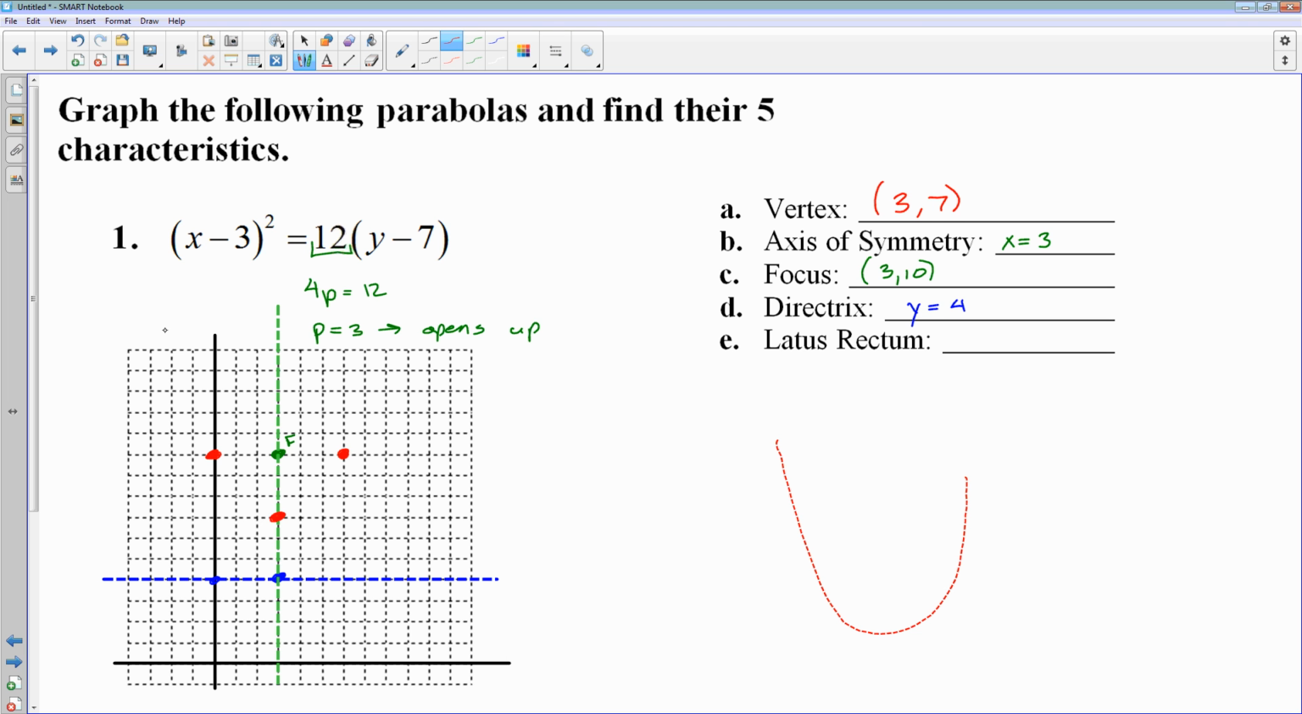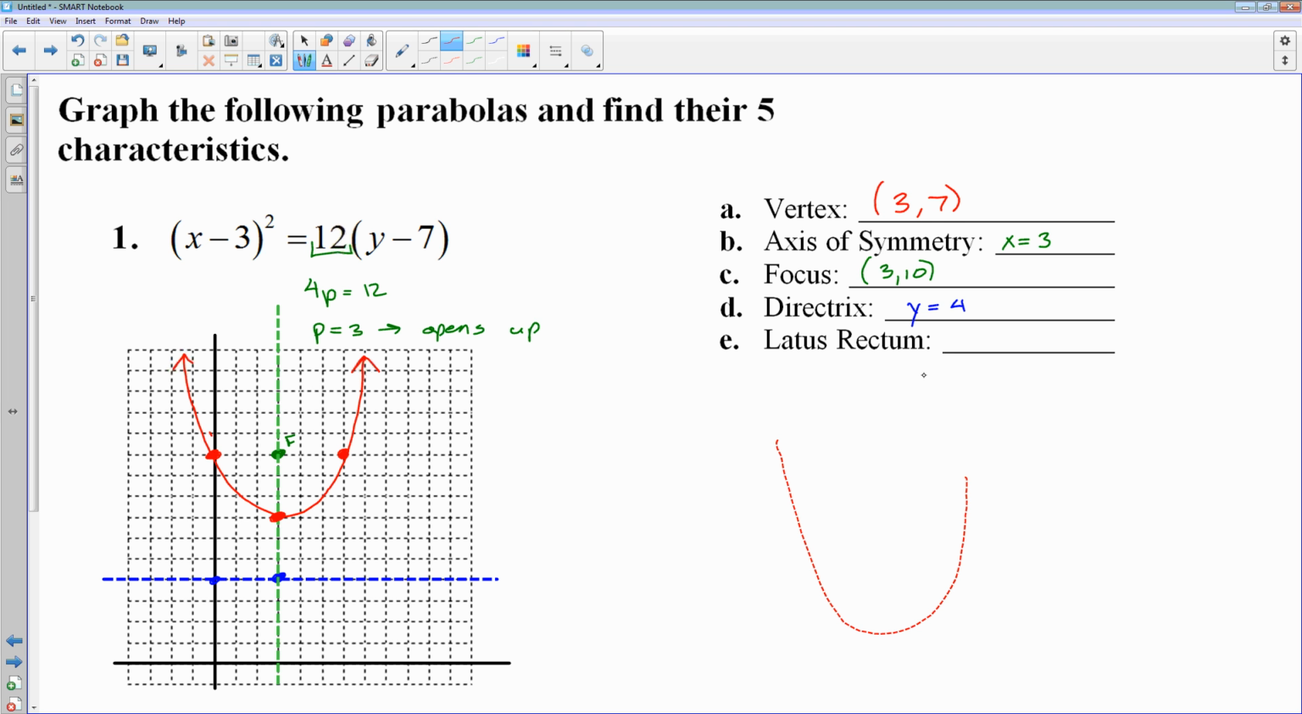I can come down, and this parabola is going to hit, wow, that was bad. Let's erase that. My parabola is going to come down, hit that point, hit the vertex, and then go back up. And that's what this parabola is going to look like. And so that's what we do.